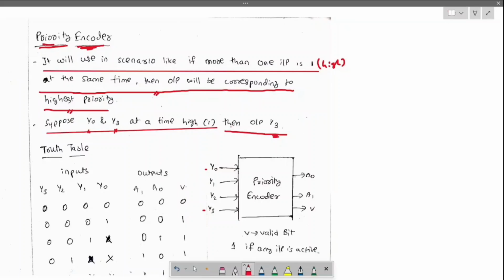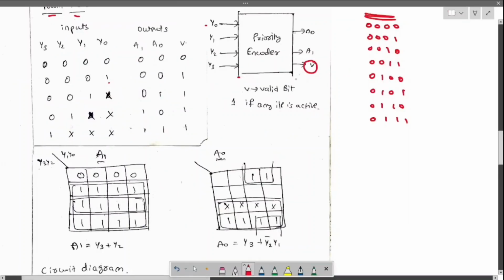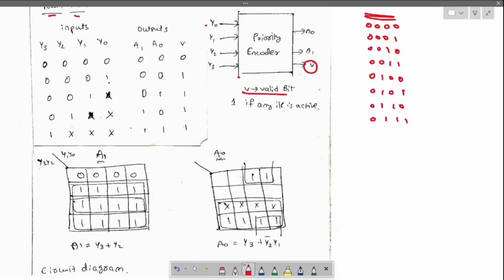Okay, block diagram. Here only v is extra. What does v mean? V is a valid bit. The valid bit v becomes active when any one of the inputs is active or high, then v is 1. So if any one of these is high, v is going to be 1.